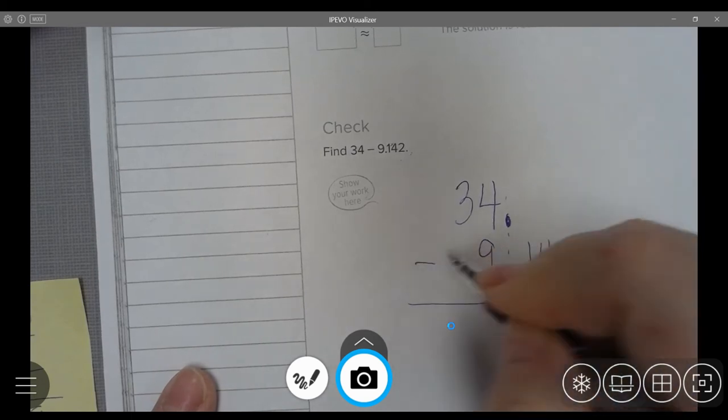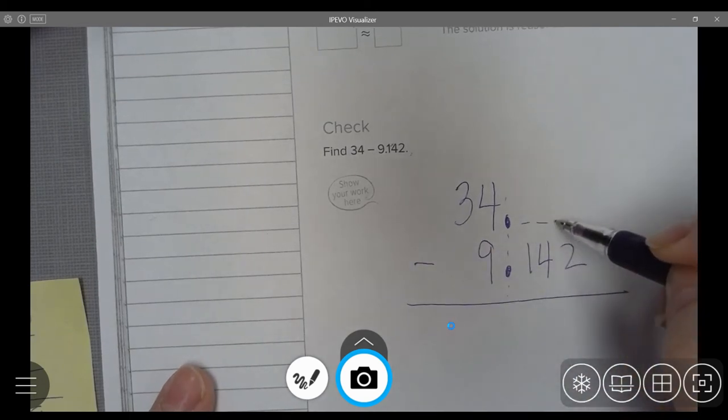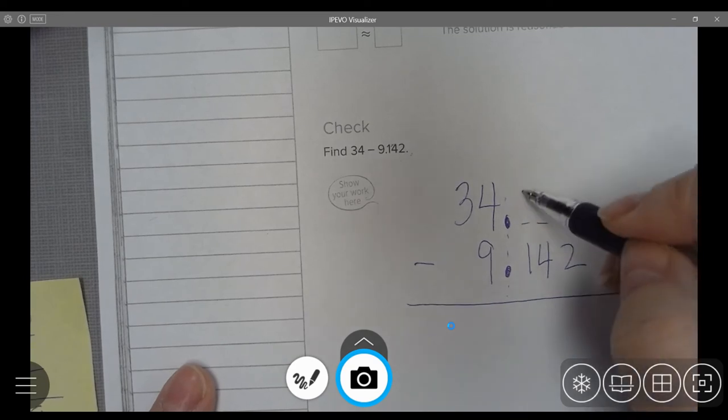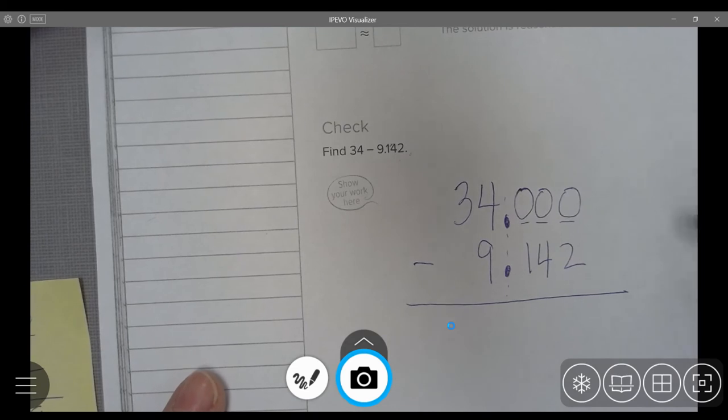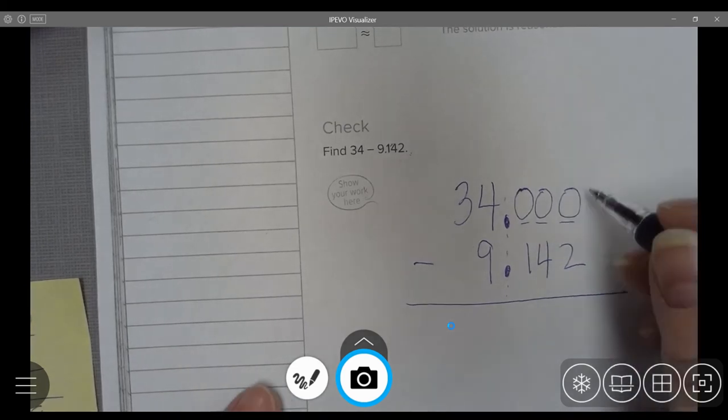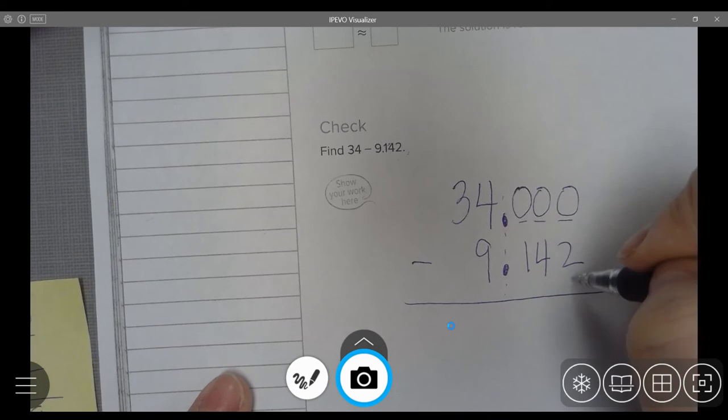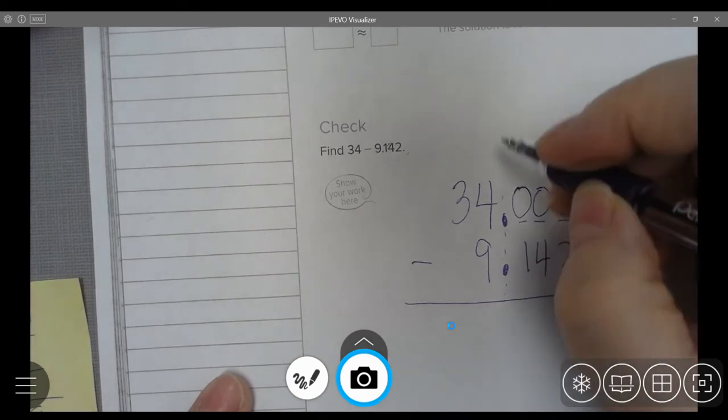And it is a subtraction problem. I don't have anything here. Remember, we can annex or we can add those zeros, and then I would go ahead and do my math. I can't do any zeros here, so I'm going to have to go and borrow.